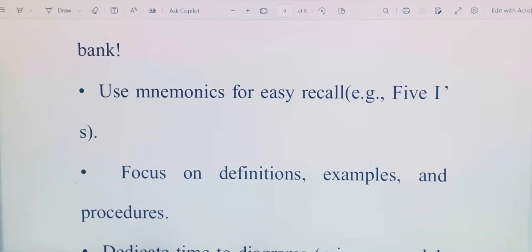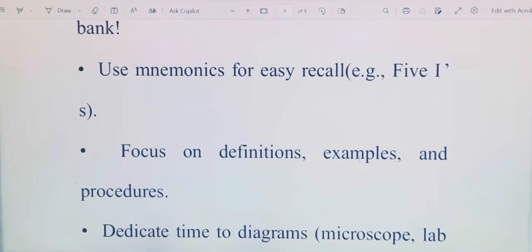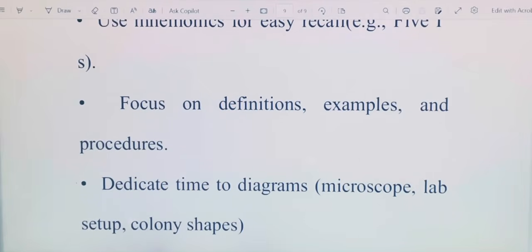And know different procedures. We talked about aseptic techniques, herbarium techniques, and culturing. These are different techniques. Inoculation has its own processes and procedures as well. Identification has its own procedures. Isolation has its own procedures. So know the procedures.